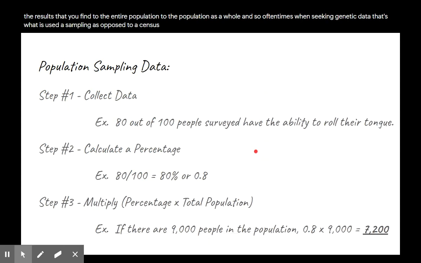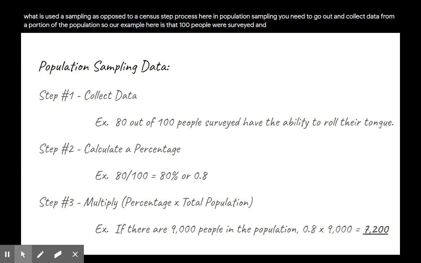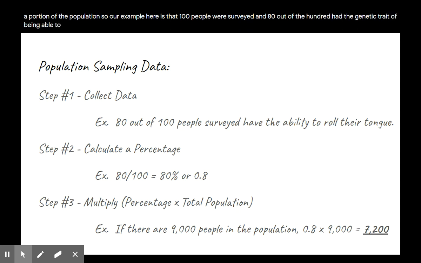For instance, it's a three-step process here in population sampling. You need to go out and collect data from a portion of the population. So our example here is that 100 people were surveyed, and 80 out of the 100 had the genetic trait of being able to roll their tongue. Then take those numbers, 80 out of 100, and calculate a percentage. In this case, you get 80% can roll their tongue, or 0.8.